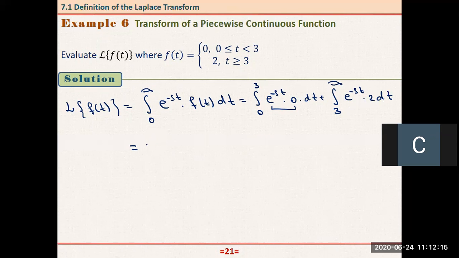That's equal to minus 2 over s times e to the power minus st from 3 to positive infinity, right? And here e to the power minus st, when t goes to positive infinity, will be equal to 0 if s is positive. So assume that s is positive, here we have 0 minus, if t is equal to 3, e to the power minus 3s.